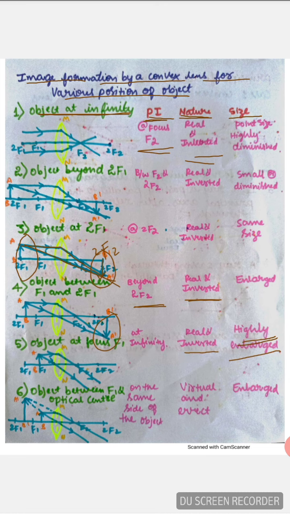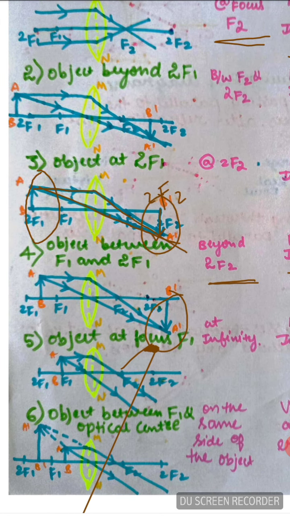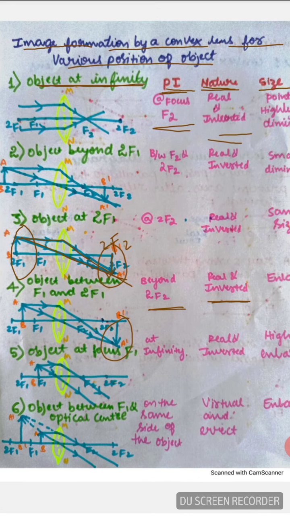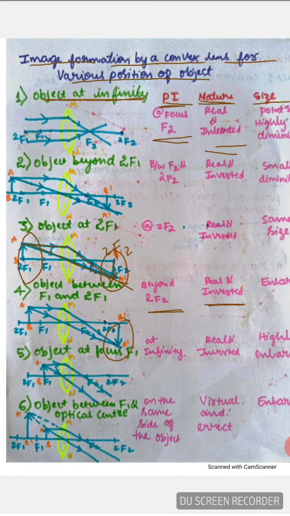So the last position is we'll place the object between f1 and the optical center. Here this is 2f1, this is f1, this is the optical center. So we are placing the object between the optical center and focus 1. One ray we will consider going parallel to the principal axis. After refraction it is passing through focus 2. One more ray I will consider through the optical center.